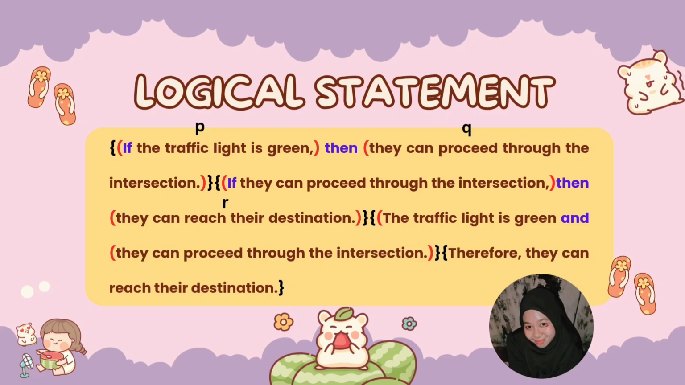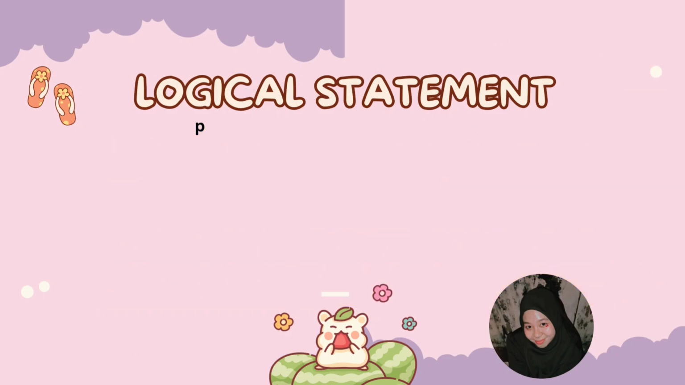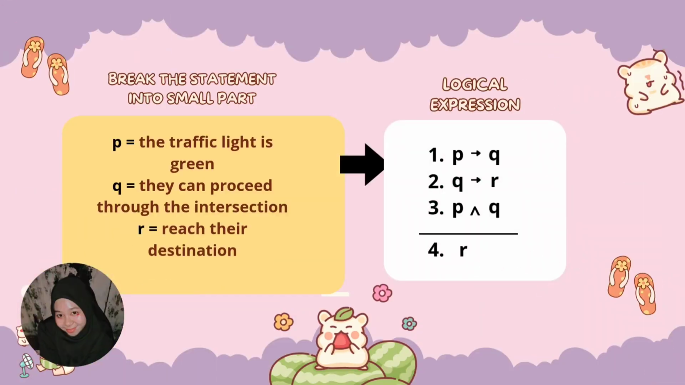Statement 3. The traffic light is green and they can proceed through the intersection. This combines P and Q using a conjunction, P and Q. It confirms both events are true. I will walk you through a logical reasoning process, breaking a situation into smaller parts and representing it as logical expressions. First, let's define the scenario. P. The traffic light is green. Q. They can proceed through the intersection. And the last one is R. They can reach their destination.